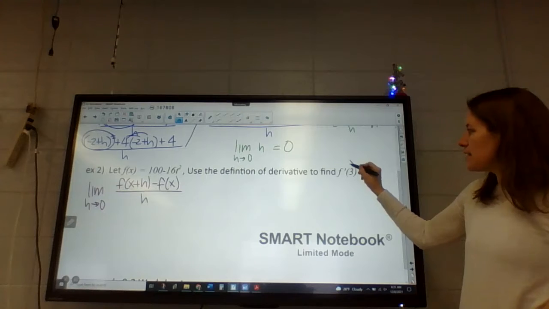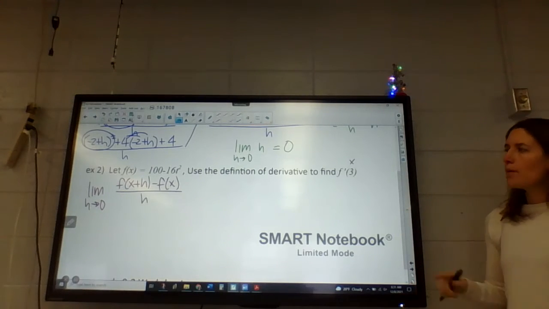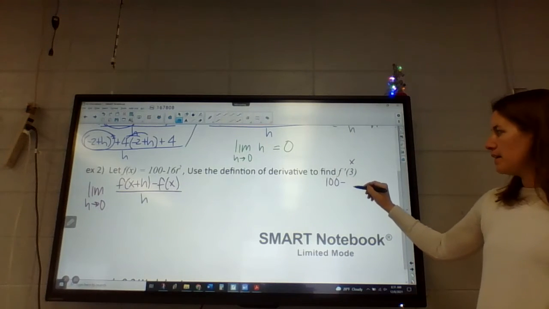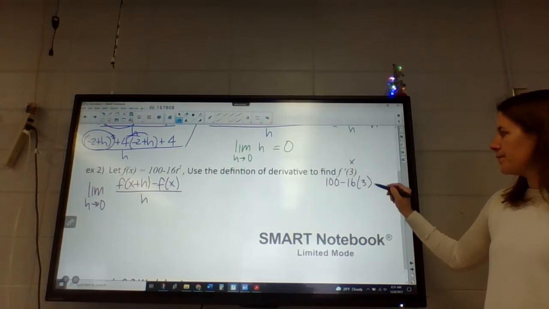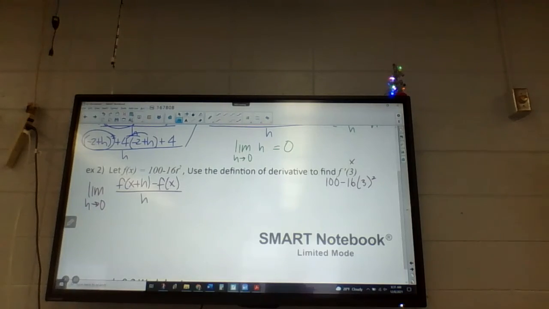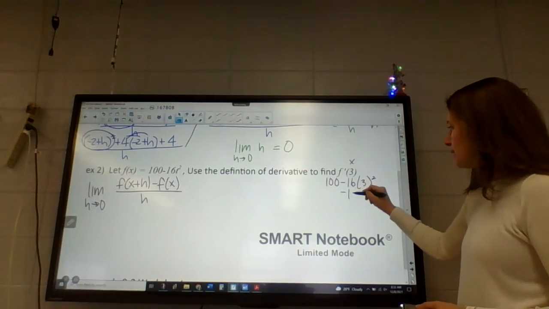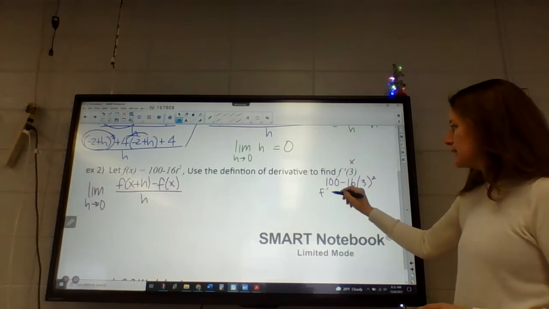So our x is 3, but we have to figure out what f of x is. So we're going to put that in. So we're figuring out our f of x. So 3 to the second times 16, and then 100 minus that. Negative 44, because the other part is 144, right? So this is f of x.